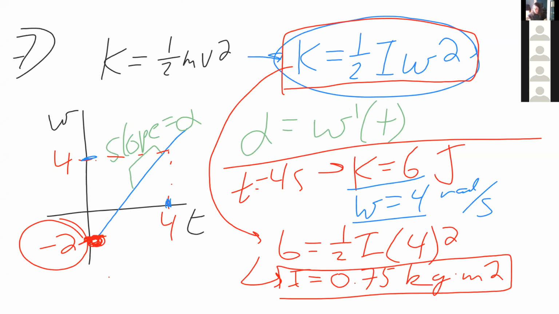Okay, so we didn't have to actually directly calculate the inertia on this problem, but on the next one we will. Let me clear out some of these whiteboards.